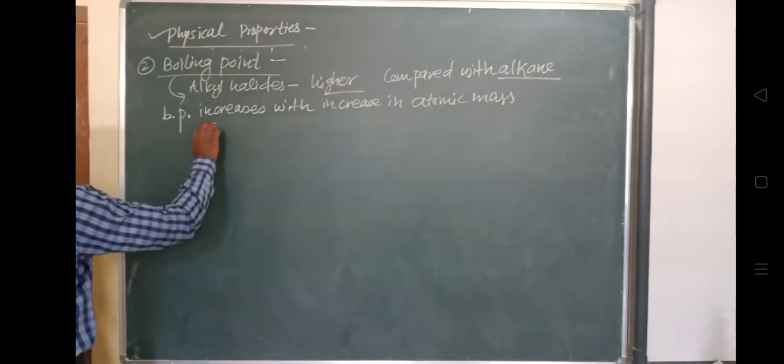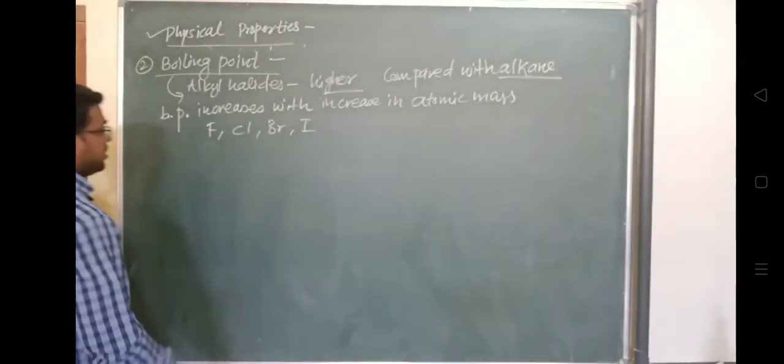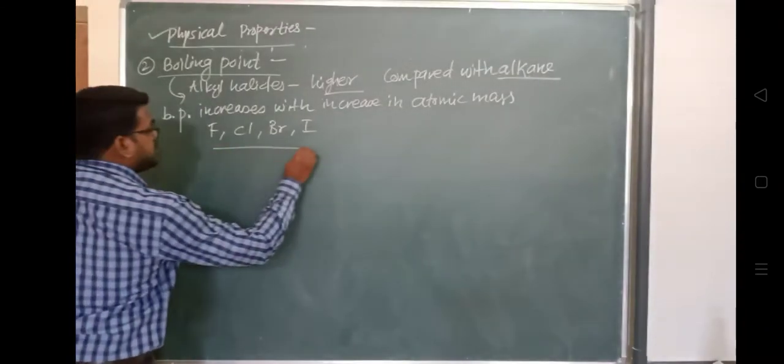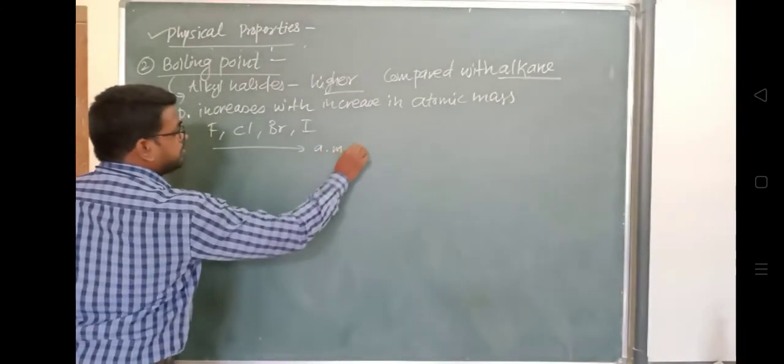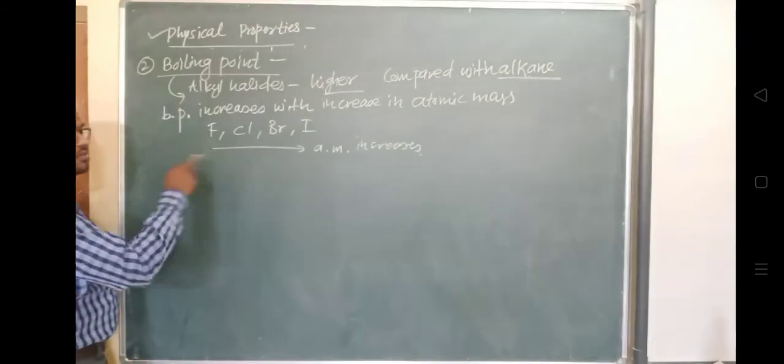Okay, ये देखो fluorine, chlorine and bromine and iodine. Now we know that the atomic mass increases. Okay, this is atomic mass. क्या हो रहा है अगर हम लोग लेफ्ट टू राइट अगर देखें, इनमें atomic mass क्या हो रहा है, इंक्रीज हो रहा है.